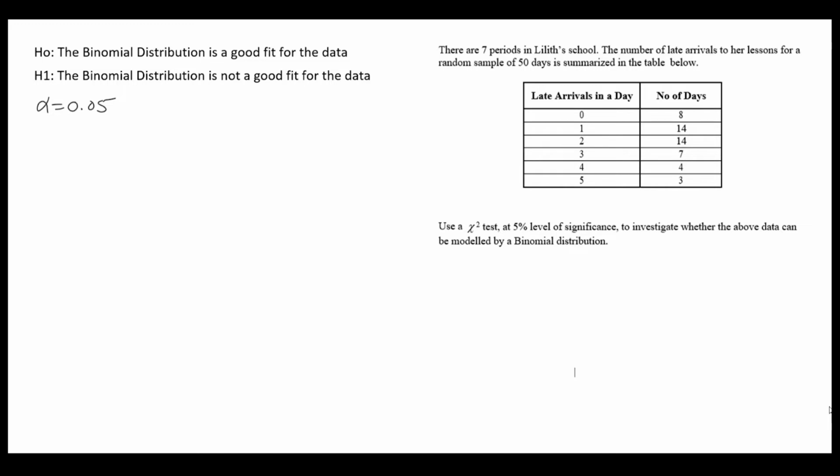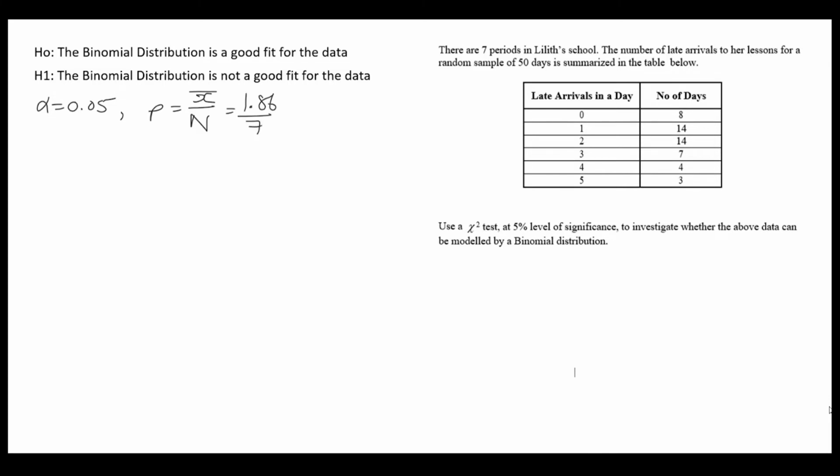From here, we're going to need to calculate the p-value ourselves. With the data that we have, we can find the average amount of lates that Lilith has within a particular day at school. So we're just going to find the mean from this table, x bar. Once we find x bar, that's the average amount of lates per school day. Well, there are 7 periods per school day, so we're going to divide that by 7, and that will tell us the probability she's late to any individual lesson. So we're going to do x bar divided by n.